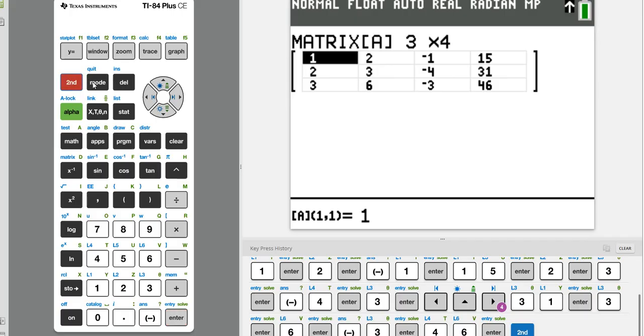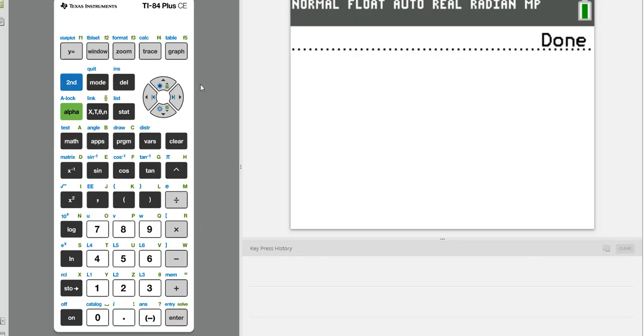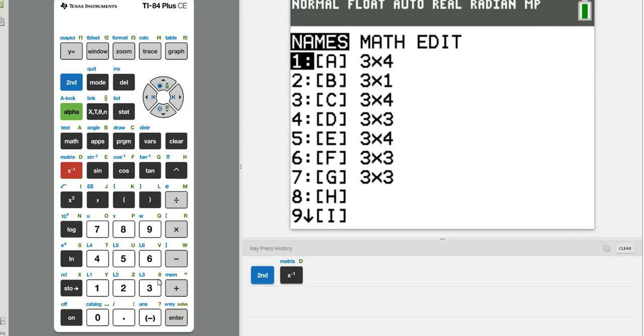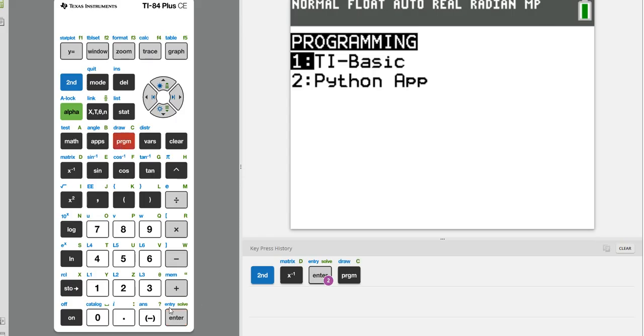Exit by second and then the mode key. Let's clear this out and take a look back at our matrix. Make sure it looks like what we expect it to. Okay, looking pretty good. Let's see about putting this in the upper triangular form that we've done with these other few. Program row ops.